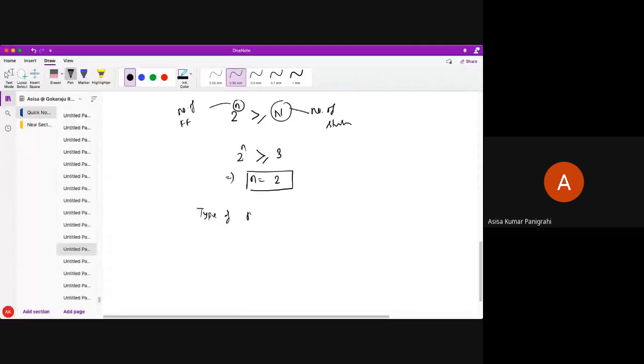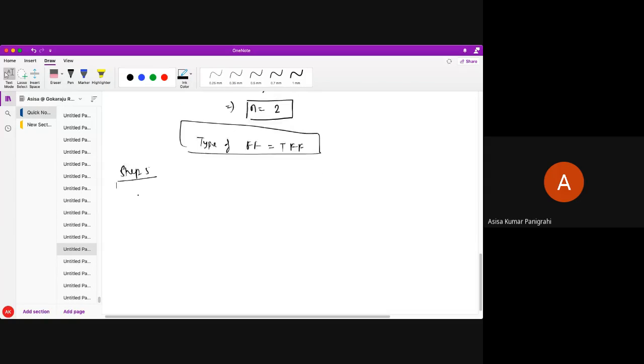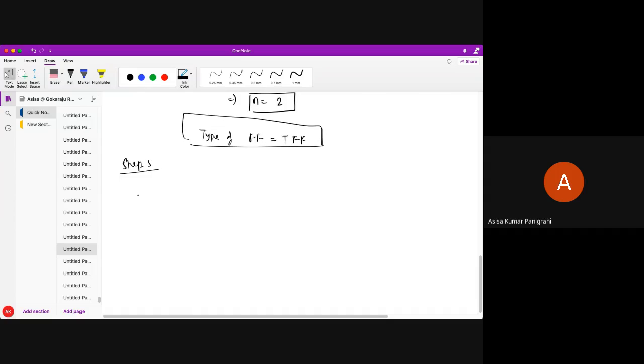So n equals 2, and the type of flip flop I have decided to take is the T flip flop. Okay, so these are the two things I have achieved in step 4. Now step 5. What is step 5? Step 5 is you need to find out the excitation table and the circuit output table.